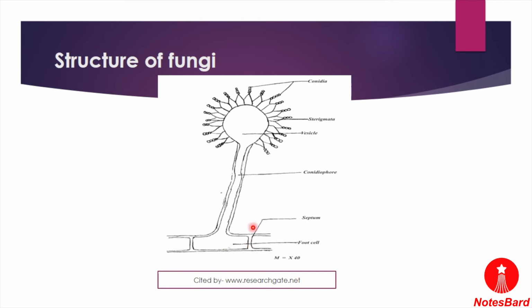Here we can see the septum, or septa, and the foot cell, and the filamentous structure having fruiting bodies. We know that the fruiting bodies of asexual spores have conidiospores, also named conidia. So these are the conidia, and this is the vesicle of the fungus.